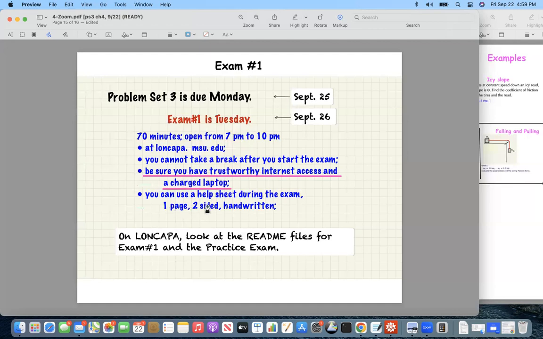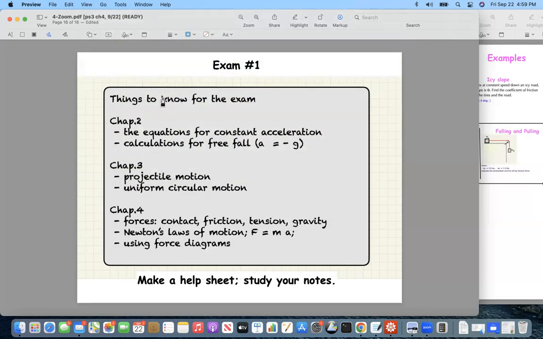You can use a help sheet during the exam. It should be 1 page, 2-sided, handwritten, and it should be equations mainly from the 3 chapters that'll be on the exam, 2, 3, and 4. Here are things you need to know for the exam. From chapter 2, the equations for constant acceleration, how to do calculations for free fall, where the acceleration in the vertical direction, a sub y, is negative g.